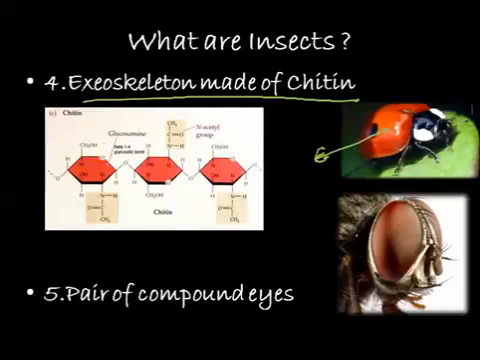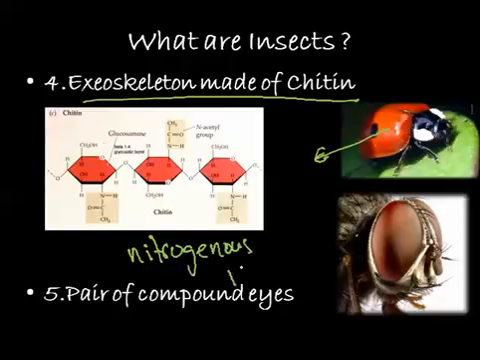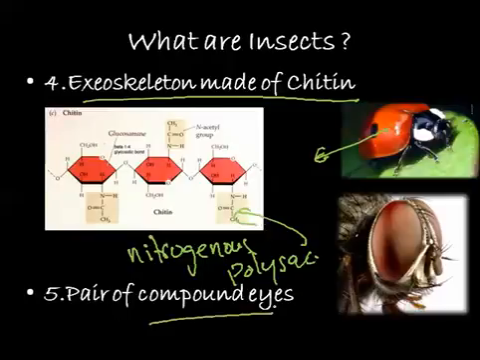It is made up of nitrogenous polysaccharide. Here you see the formula of the same. The fifth characteristic is the presence of compound eyes. Like in this case of the fly, you can see there is a presence of compound eyes.